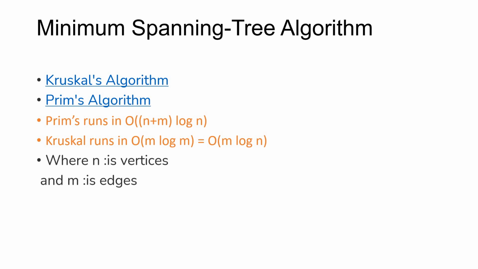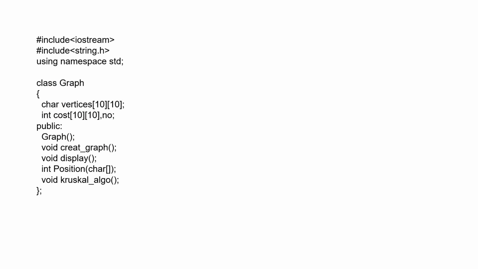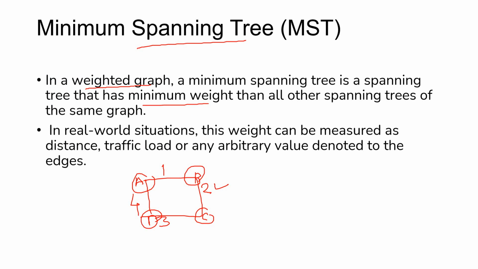There are 2 algorithms to find the minimum spanning tree. One is Prim's algorithm, another is Kruskal's algorithm. Here you can see the time complexity of Prim's and Kruskal's algorithms. For Prim's it will be big O of n plus m log n, where n is vertices and m is edges. For Kruskal's algorithm it will take big O of m log n. Now, how to implement Kruskal's algorithm?